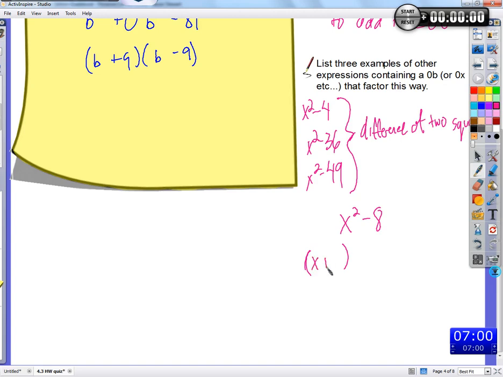So how about if we did x plus the square root of 8 times x minus the square root of 8? That's the number that multiplies by itself to get 8. And if we do the square root of 8 times x minus the square root of 8 times x, we'll get no x terms. Make sense? It's not a difference of two perfect squares, but it's a difference of two squares: the square root of 8 squared and x squared.